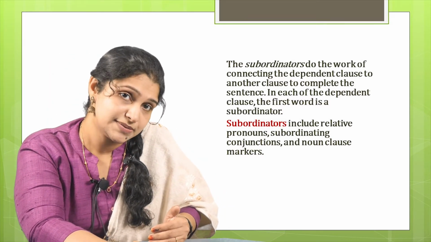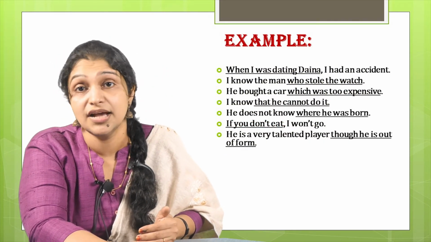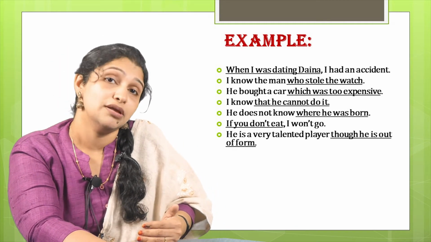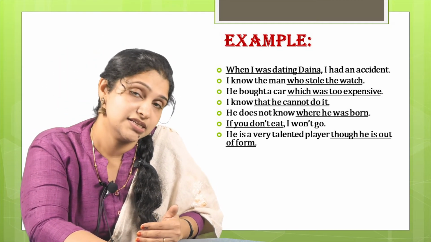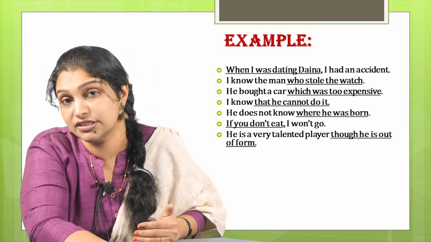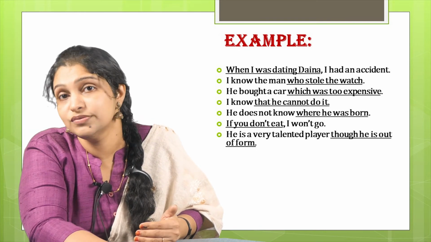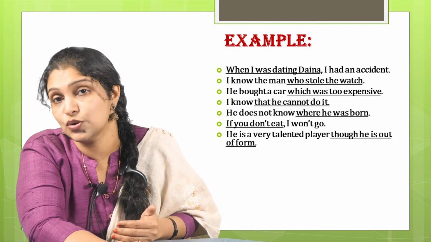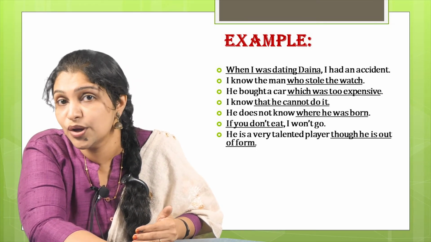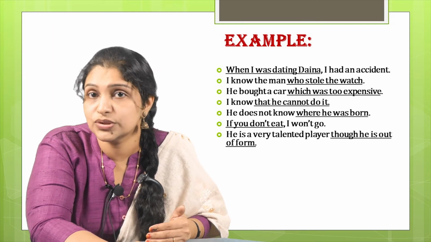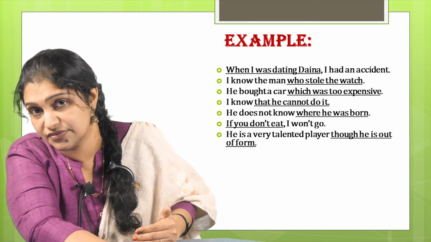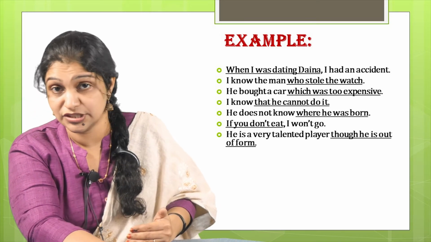Look at these examples. When I was dating Dinah, I had an accident. Look at the underlined clause: when I was dating Dinah. I know the man who stole the watch. Look at the dependent clause there. Who stole the watch is your dependent clause. It begins with a relative pronoun, who. He bought a car which was too expensive. Which was too expensive begins with which, a relative pronoun.